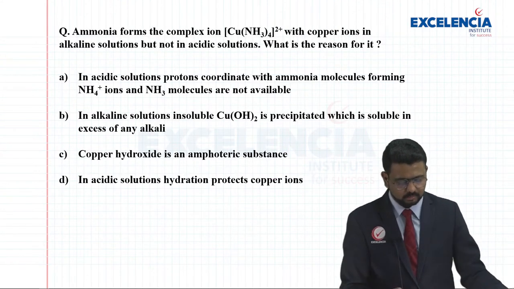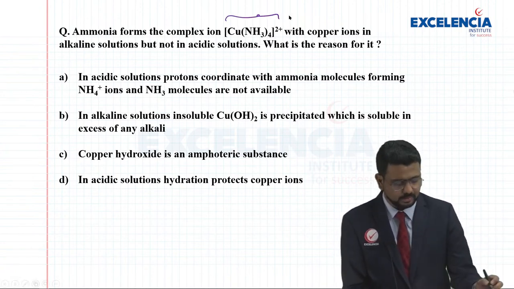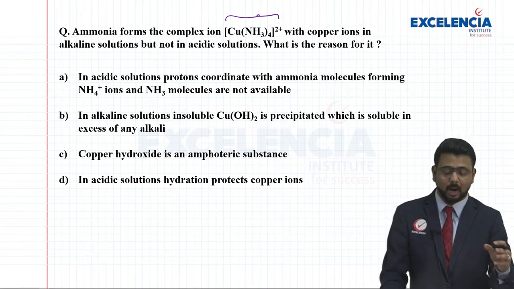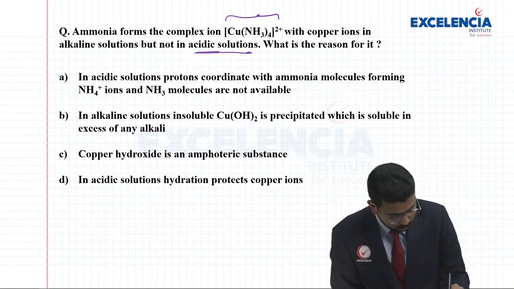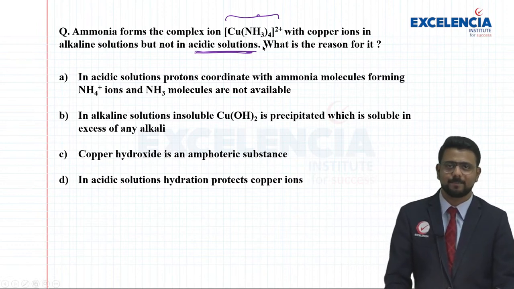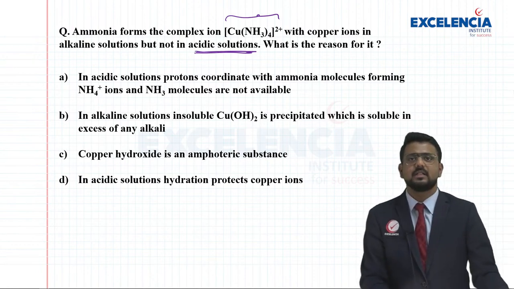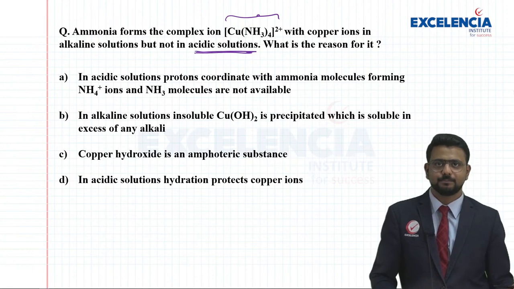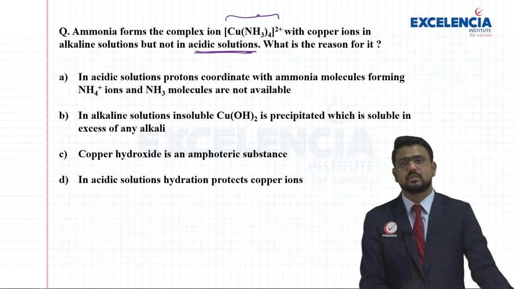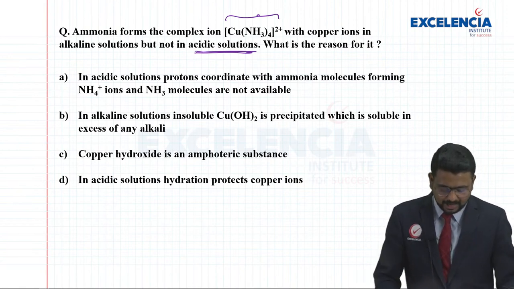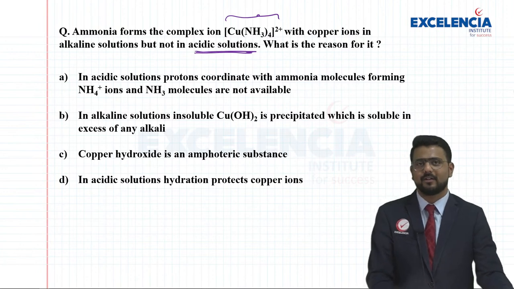So moving on with the next part here. The ammonia forms the complex ion [Cu(NH3)4]2+, tetraammine copper, with copper ions in alkaline medium, but not in acidic medium. So what is the reason for this? In acidic medium, protons coordinate with ammonia, forming NH4+ ions, and NH3 molecules are not available. In alkaline solution, the insoluble copper hydroxide is precipitated, which is soluble in excess of any alkali. Next is copper hydroxide is amphoteric substance, and finally in acidic solution, the hydration protects the copper ions.